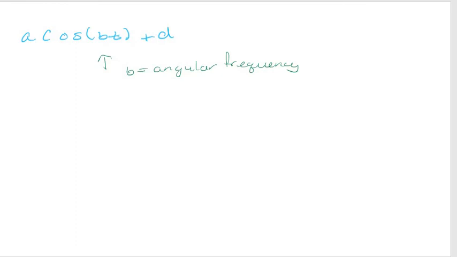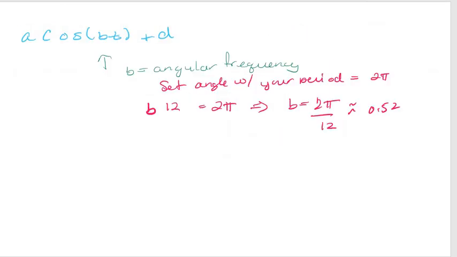So here's the trick. Ignore the C stuff. Just look at this without the C. B is called the angular frequency, how frequently it wiggles up and down. Set that inside of the angle to your period. I use T's here instead of X's. I always think of the X value as being time, but set that angle with that period length, which was 12, equal to 2 pi.